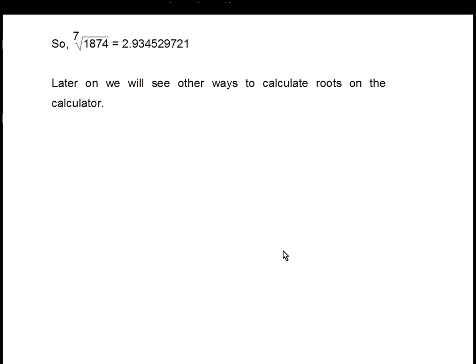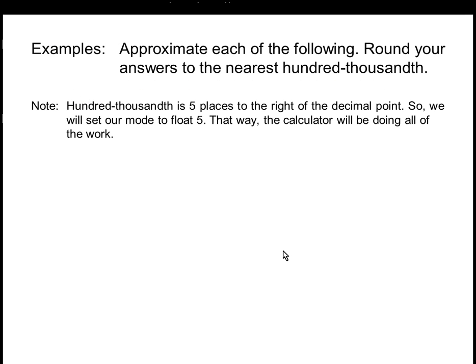So later on we'll see other ways to calculate roots on the calculator. Okay, now when you're going to approximate the roots on the calculator, pick a method you like and stick with it. You don't need to learn 100 different ways to do one thing. So some examples. Approximate the following. Round your answer to the nearest 100 thousandths. So now remember, 100 thousandths is going to be 5 places. So we'll set our mode float to 5. So that way the calculator does all the work.